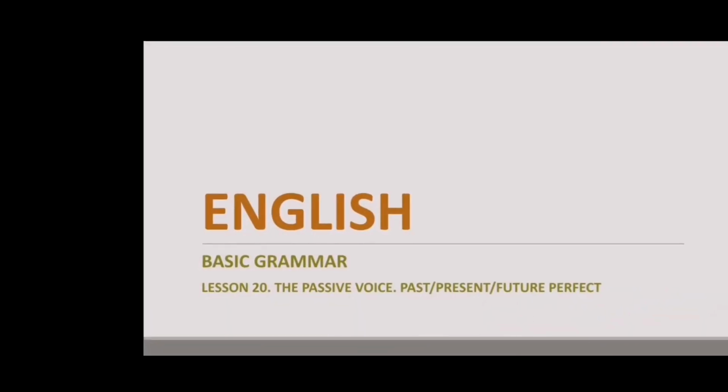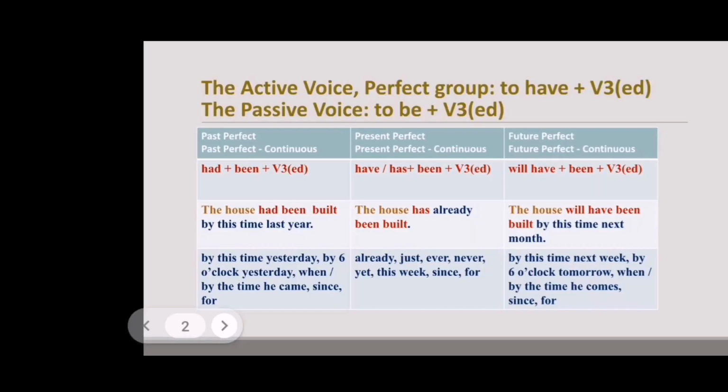Hello, English, Basic Grammar, Lesson 20, the passive voice. Today we are speaking about past, present and future perfect. We can see here again 2 structures. The first one for the active voice perfect group, to have plus the third form of the verb, and the structure for the passive voice, to be plus the third form of the verb.